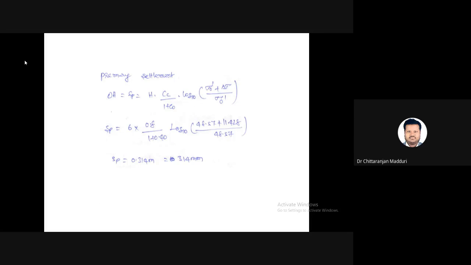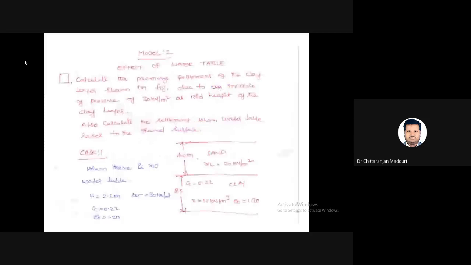So primary settlement is equal to H into CC by 1 plus e naught into log 10 of sigma naught dash plus delta sigma by sigma naught dash. So here thickness of clay layer equal to 6 meters. CC value equal to 0.8 by 1 plus e naught, initial void ratio equal to 0.40, log 10 of initial effective pressure at center of the clay layer 48.57 plus stress increment 11.428 divided by initial effective pressure 48.57. So primary settlement is equal to 0.314 meters, that means 314 millimeters.